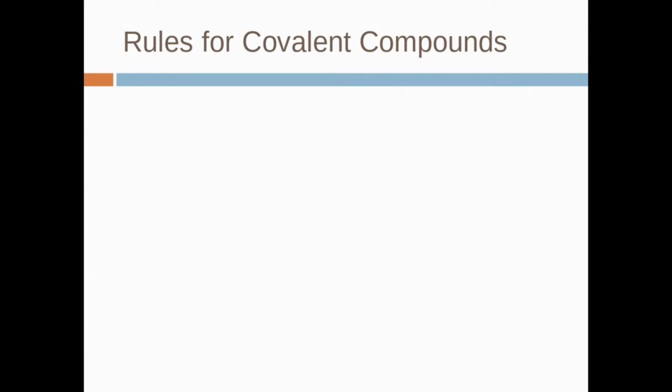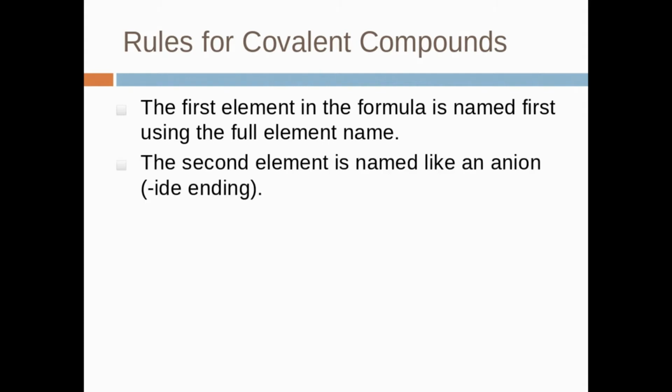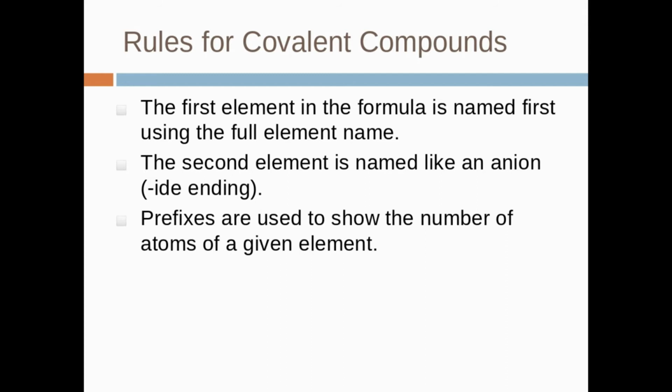Okay, so for covalent compounds, we basically just write them in the order they're given. So if we're given the formula, the first element of the formula is named first, and we use the full element name. We don't change the endings. For the second element, we name it just like an anion, so we want to change that ending to IDE. However, in covalent compounds, we also need to add prefixes to show how many of each atom there are, because with ionic compounds, we can figure that out based on their charges, but with covalent compounds, there are no charges, and so we need to have that given to us in the name.